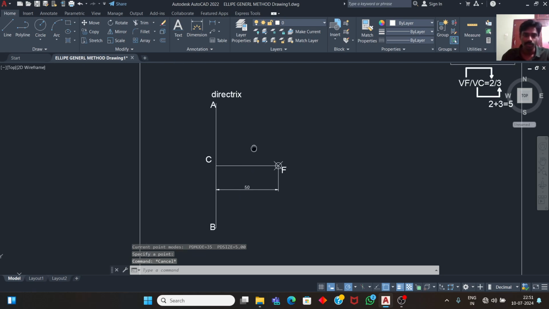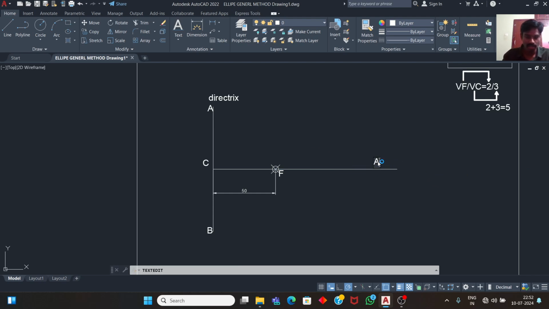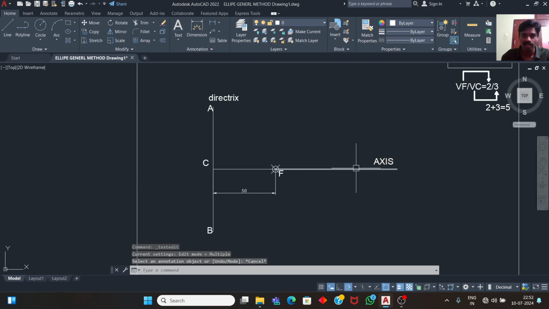Now this line CF, we can call this line the axis line. This is the axis line, and this is the directrix, and this is the point focus.